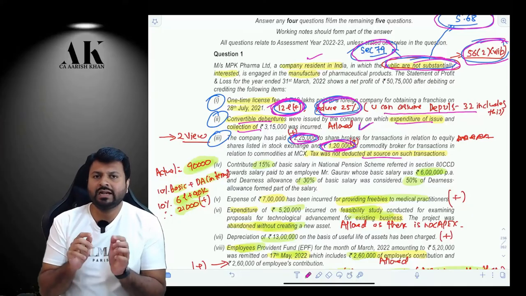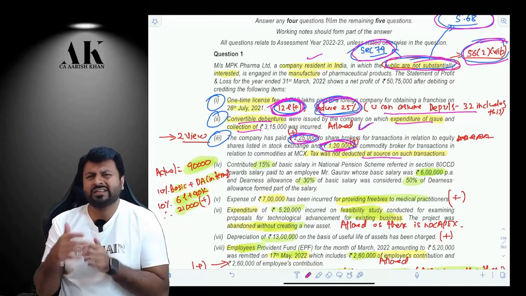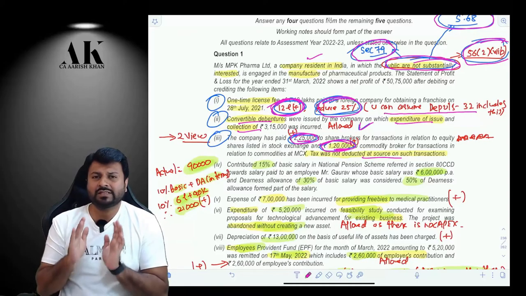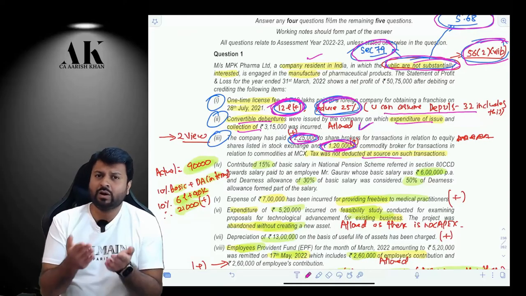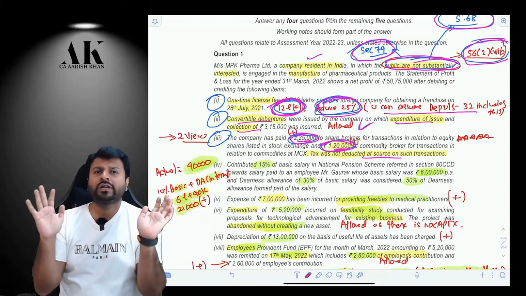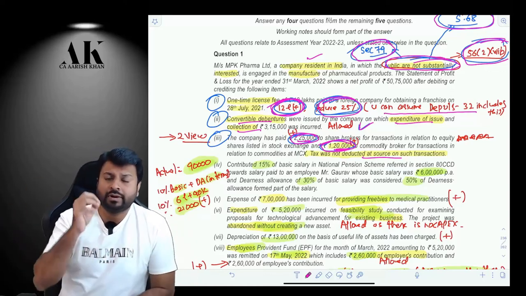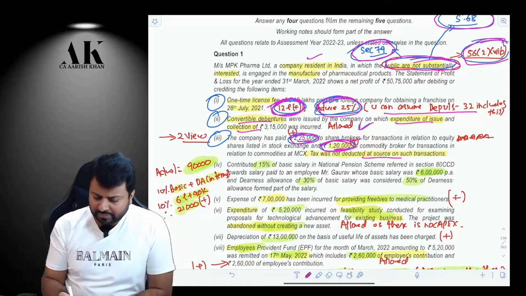We are making an assumption that the assessee is engaged in the business of trading in shares and trading in commodities. Therefore, these are business expenses. Now, if business expenses are there, they will be allowed. In case of a share broker, it will be allowed without deduction of TDS, because TDS is not required in case of a share broker. But in case of a commodity broker, TDS is required. Therefore, 30% will be disallowed over here.